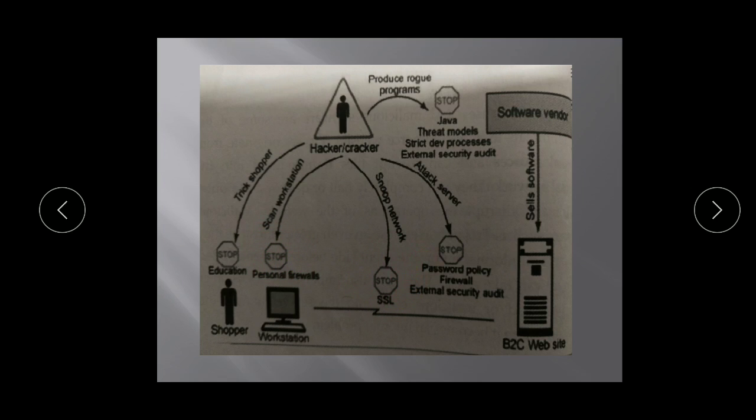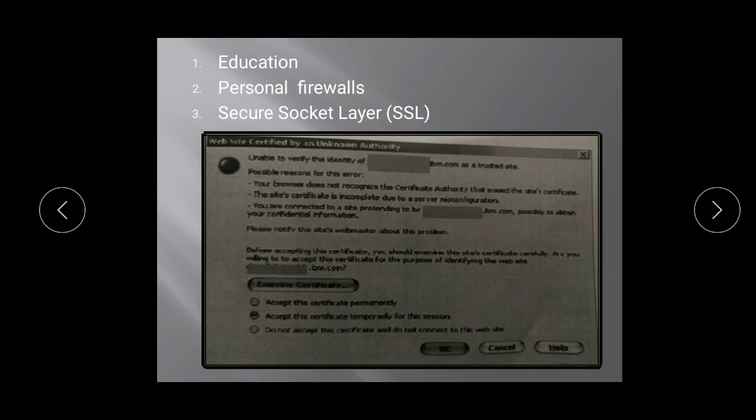All such things are given here, showing how you can stop the hacker: authentication, secure socket layer, password policies and external audits. These are the terms: education, and personal firewalls from the company organization side, and what they can do to stop the hacker and cracker from accessing your website, as well as the software vendor who sells the particular software. This is the diagrammatic picture of what I explained prior. First is education. Your system is only as secure as the people who use it. People are totally dependent on how they use the particular application.